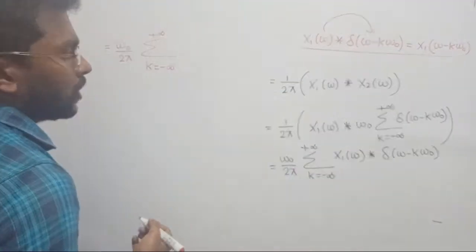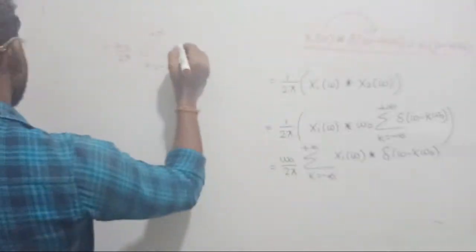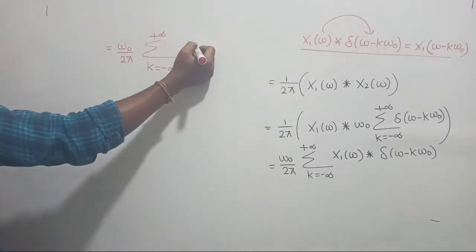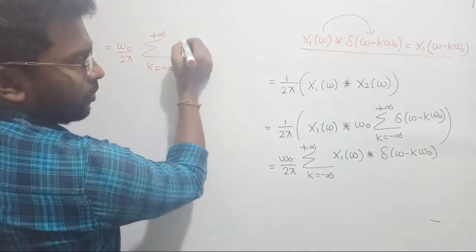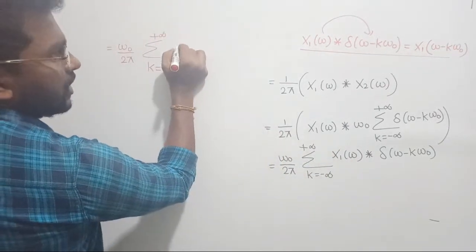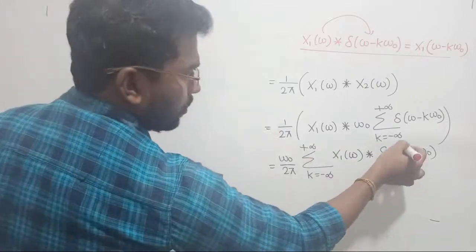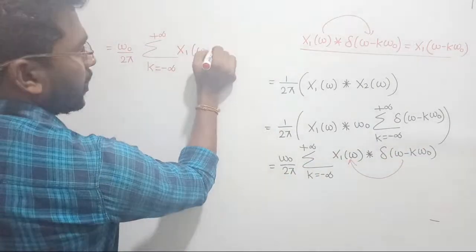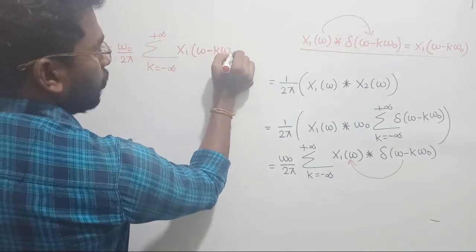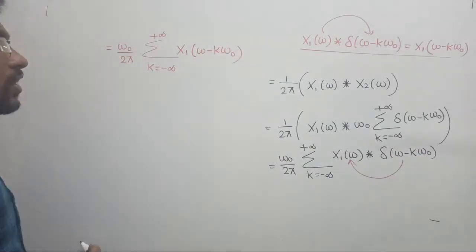So the conclusion is, this total response can be replaced by... Is it visible for you or do you have any problem? No. I think the class is going well. So let us continue. This function can be written as X1 of omega, and this is going to shift this portion, such that it becomes omega minus k times omega naught. Finally, what are we getting?